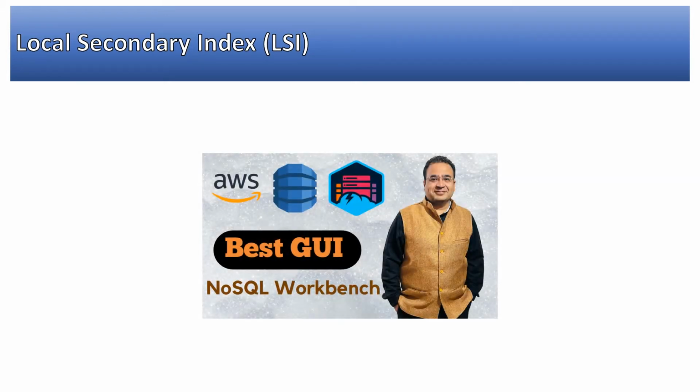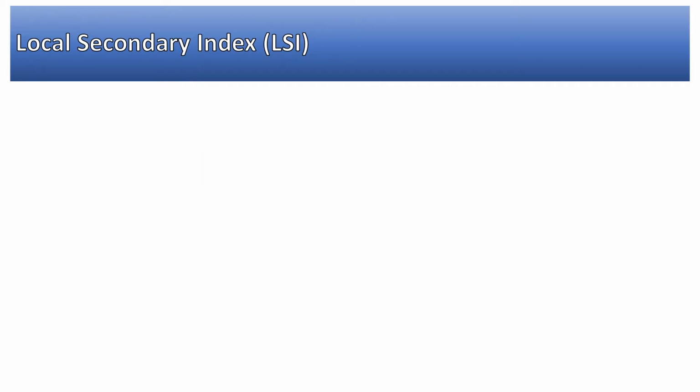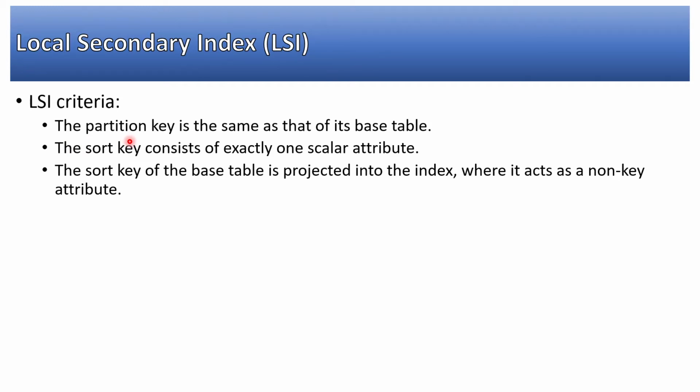So in this video, I am going to talk about local secondary index. What is it and when to use it? Like in GSI, the partition key can be different from the base table, but here in LSI, there are constraints like partition key is the same as of the base table. The sort key consists of exactly one scalar attribute. Scalar attribute is string, number, binary, right? Those are called scalar attributes.